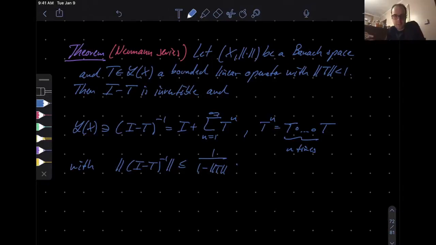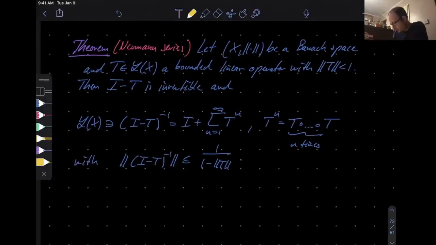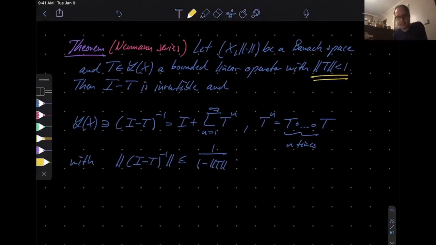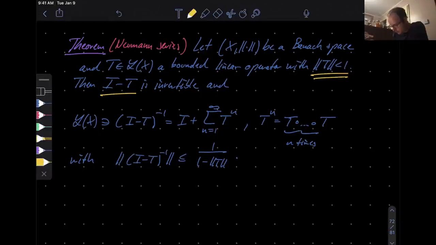It's a theorem about the so-called Neumann series. So the Neumann series in a nutshell is just a geometric series for an operator. So let's read the statement. If X is a Banach space and T a bounded linear operator with operator norm strictly less than 1, so in the geometric series that would correspond to, say, a complex number in modulus strictly less than 1. And then the statement is that 1 minus T is invertible, and we have a cute formula for it.